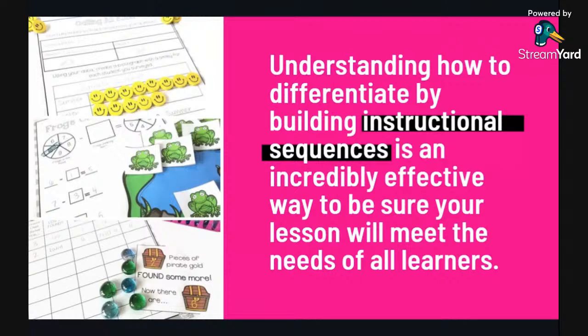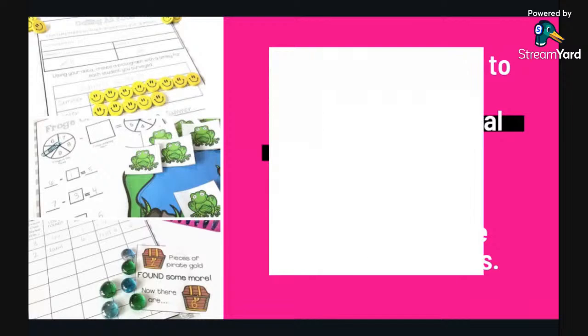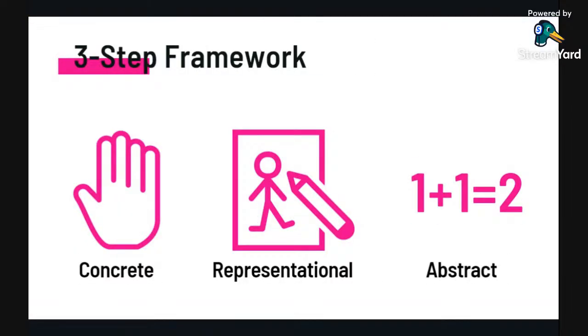Tonight, we're going to talk about differentiating based on instructional sequences. Understanding how to differentiate by building instructional sequences is an incredibly effective way to be sure your lesson will meet the needs of each of your learners. So let's take a look at this 3-step framework now. We're going to start in the concrete, move to representational models, and ultimately land in abstract. Now, you might have heard of this framework before, or this may feel completely new and different to you. In either case, you're fine. We're going to walk through it step by step.